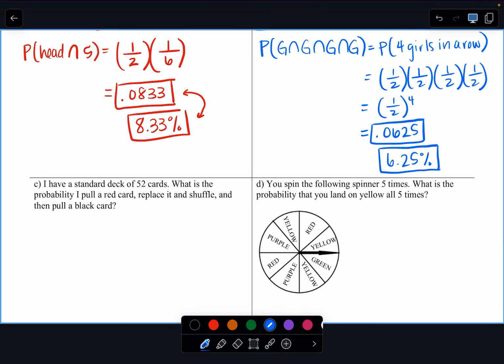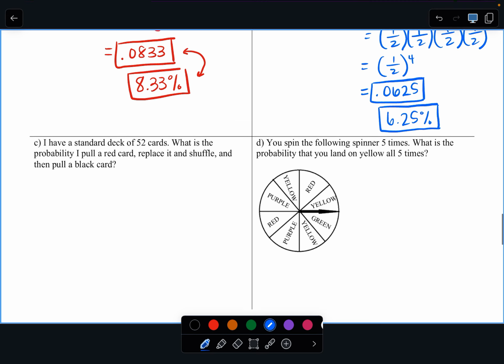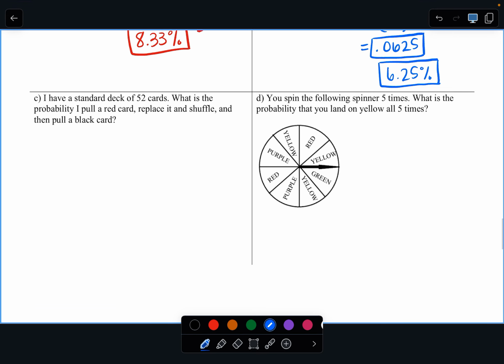Now, for example C, notice that all of these probabilities are consistent. Yes, you had a girl. That does not change the probability of having a girl. Yes, you flipped a coin. Now, in a standard deck of 52 cards, we discussed this last class period, but just to remind you, what is the probability I'm going to pull a red card and pull a black card? The thing to notice here is that they said you are replacing it and you are shuffling. That means you are getting the same random event again.